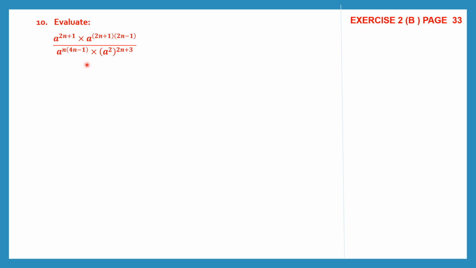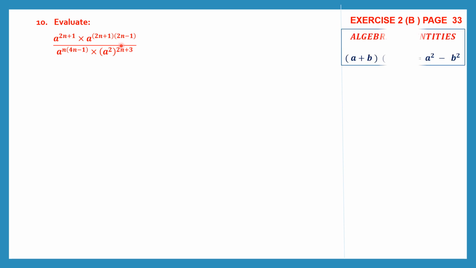Now what should we do first? Now look at this one. This we can leave as it is. Now look at this: we have the powers like this, 2n plus 1 and 2n minus 1. How can we solve this and make it easier? This is multiplication, but one is addition, one is subtraction.